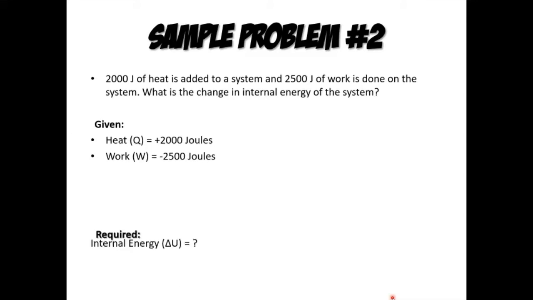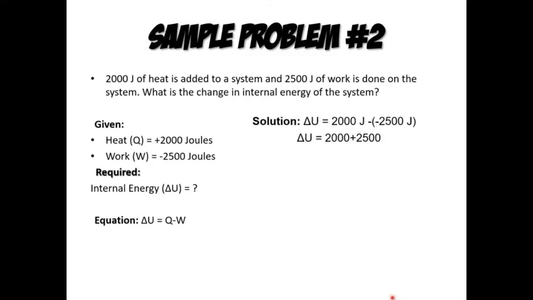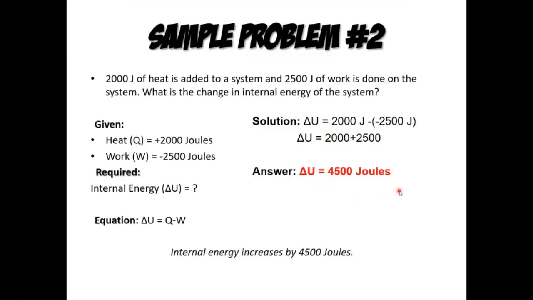Malalaman na natin. And then since hinahanap natin yung internal energy at ganun yung equation na gagamitin natin, ang solution na gagawin natin is ito: delta U is equals to 2,000 joules minus negative 2,500 joules. So magta-transform siya, instead of negative, magiging positive na yung outcome niya. So ang magiging internal energy natin is 4,500 joules. So ang internal energy increases by 4,500 joules.